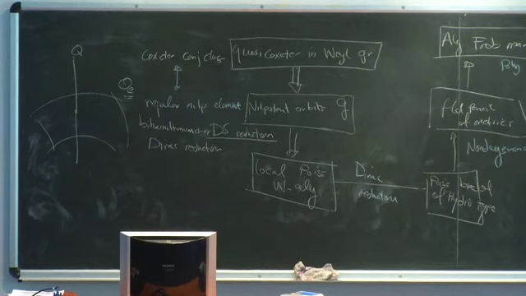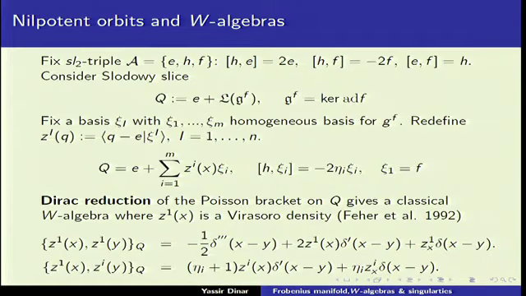By classical W-algebras, I mean that the variable which corresponds to the nilpotent element F will be a Virasoro density. And the other fields here will be primary fields. That means they have some kind of charge. And this charge actually comes from the theory of the nilpotent elements.